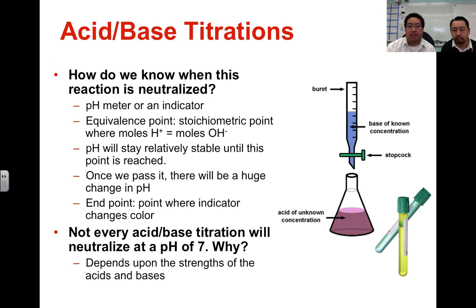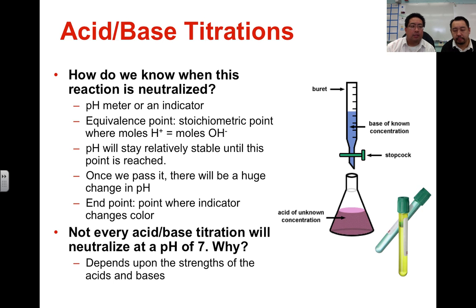A few other things about titrations. How do we know when something is neutralized? We have to use a measure to help us know when we get to that point. And we use either a pH meter or we can use indicators, preferably both. What we're looking for here is the equivalence point. The equivalence point is basically where the moles of H plus and the moles of OH minus are equal.